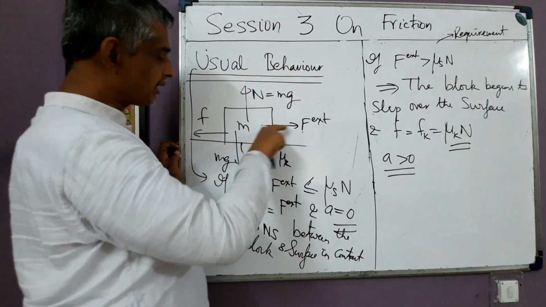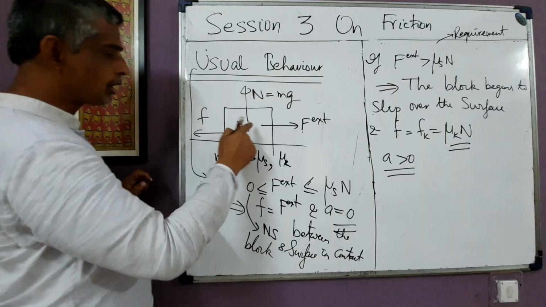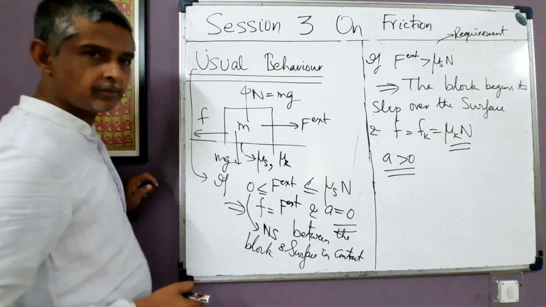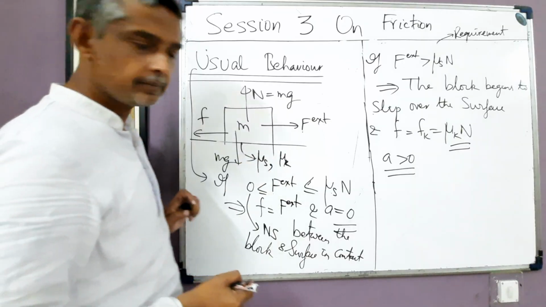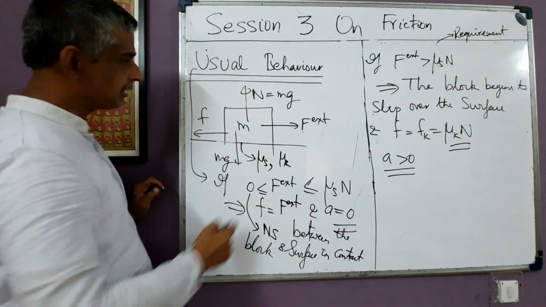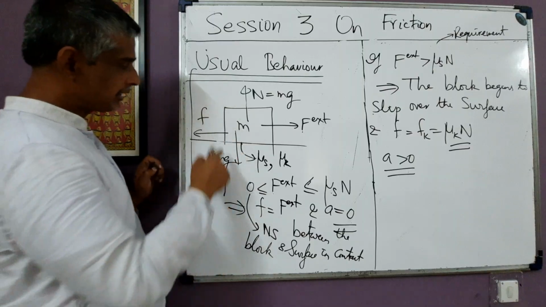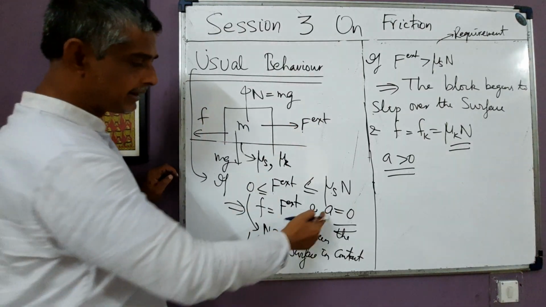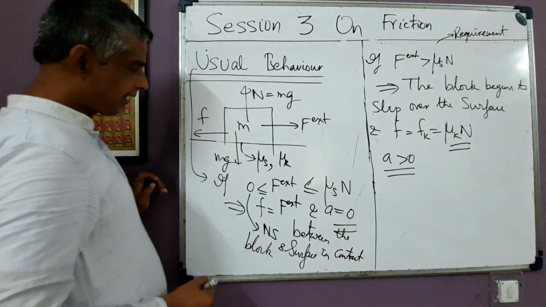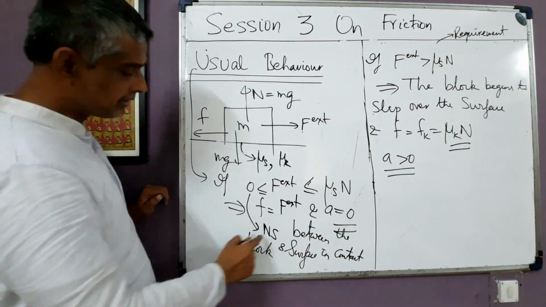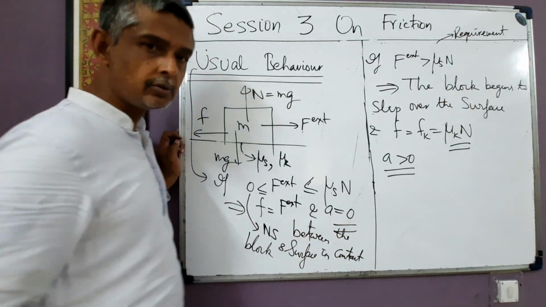An external horizontal force is being applied to m in, say, the rightward direction. Now because of this external force, the block will have a tendency to slip over the surface. So the surface exerts a friction force F on the block in the direction opposite to F external. Now usual behavior states that if F external lies between 0 and limiting friction, then friction is just equal to F external, and the acceleration of the block is 0 because the block doesn't slip over the surface. The nature of friction is static and there is no slip between the block and the surface in contact, that is, the acceleration of the block with respect to the ground is 0.